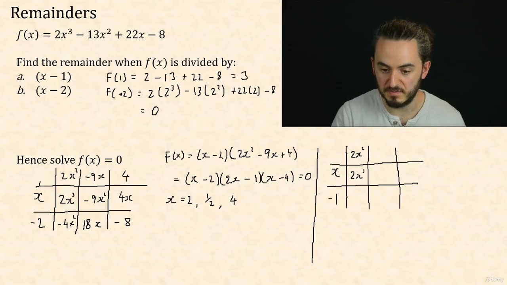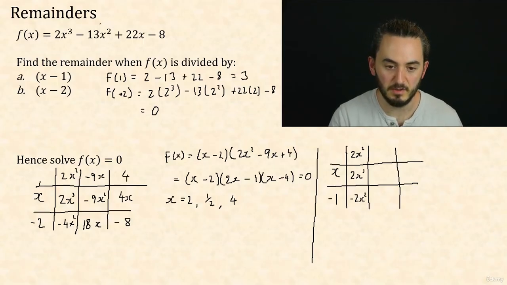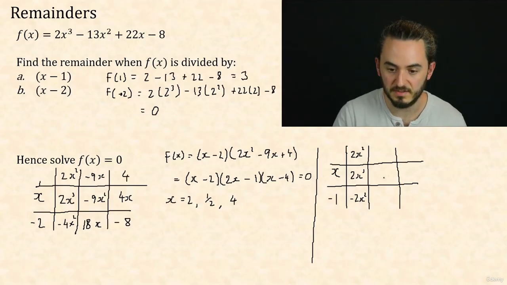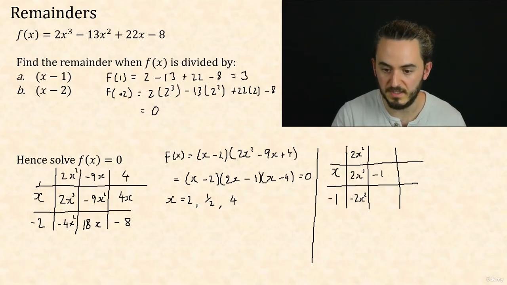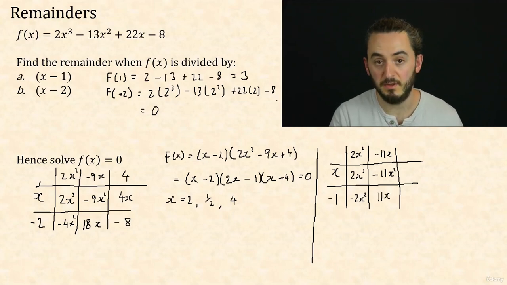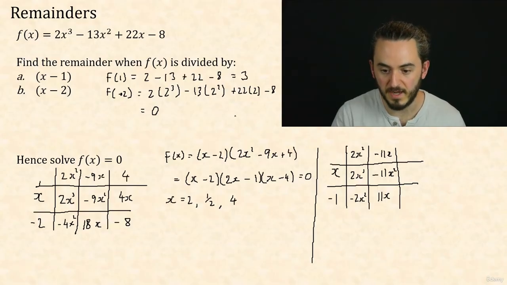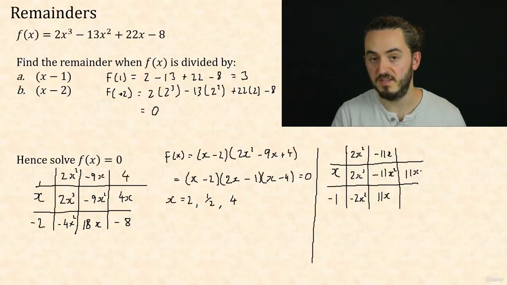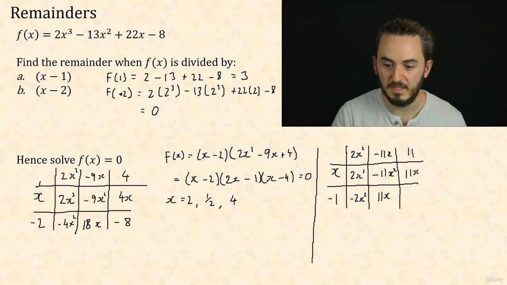Now 2x squared times minus 1 is minus 2x squared. So I've got a minus 2x squared. I'm looking for a minus 13x squared. So I'll need another minus 11x squared. x times what is minus 11x squared? It's minus 11x. Minus 11x times minus 1 is 11x. So I've got 11x. I'm looking for another 11x to get me up to 22x. So 11x must go here. x times what is 11x? It's 11. And if I do 11 times minus 1, it's minus 11.